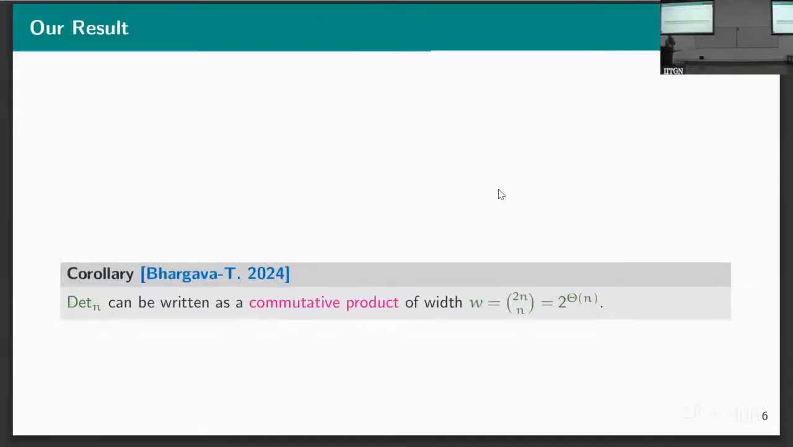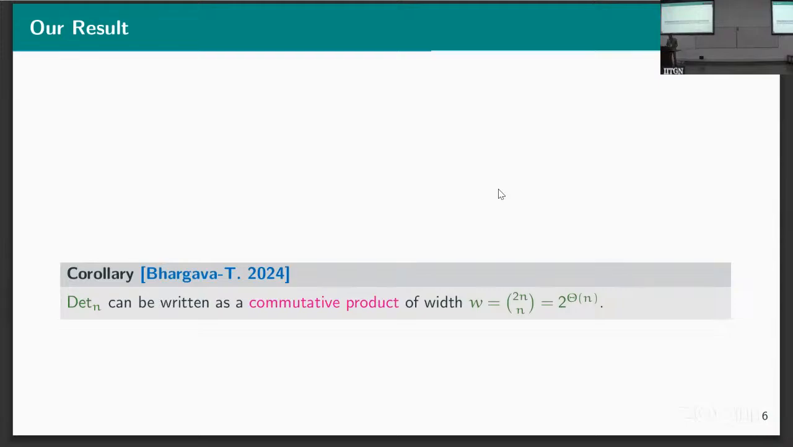So we show that determinant can be written as a commutative product, in the sense that I've been talking about till now, of width that is basically polynomial in the non-commutative width that it has, right? The general ROP width was 2 to the order n, and you can get polynomially close to that. That will look like n choose n by 2, which is like 2 to the n over root n or something, and this will be 2 to the 2n. So it's quadratically far from that, and you can make it commutative.